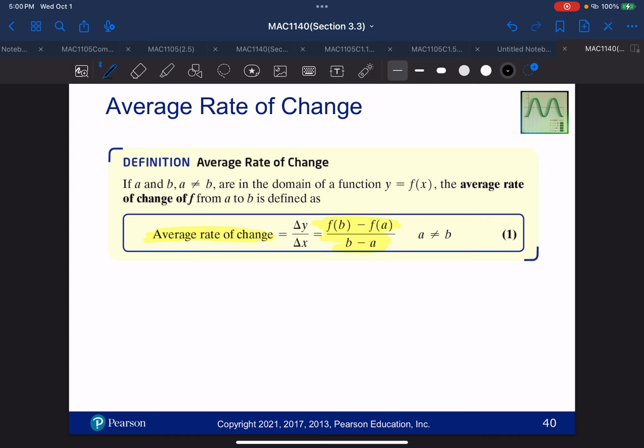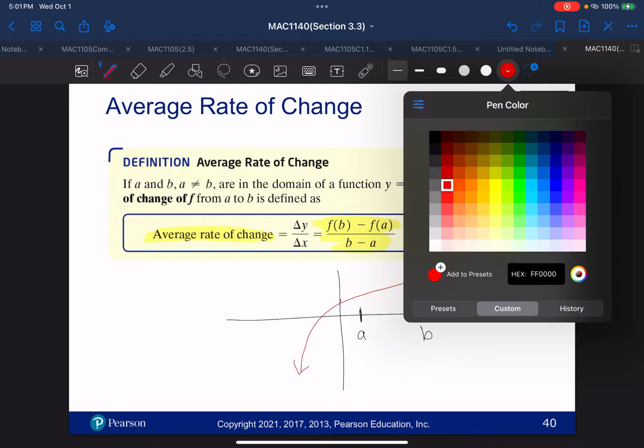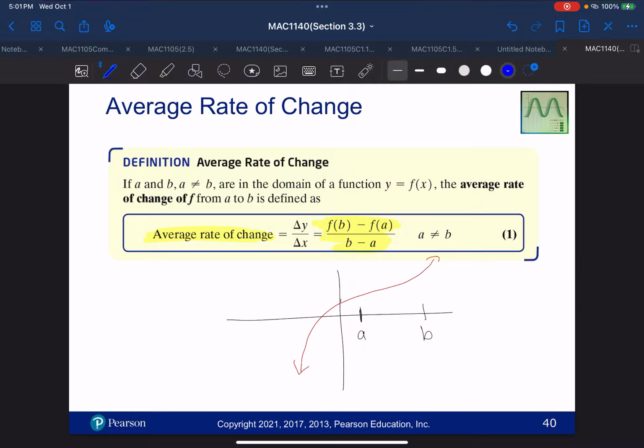So if we have a function on an interval from a to b, well, really the interval can be bigger than a to b, but say we had a here and b here. And then we had this function. Then this point would be a comma f of a. And this point would be b comma f of b, which I think they have this drawing on the next slide.